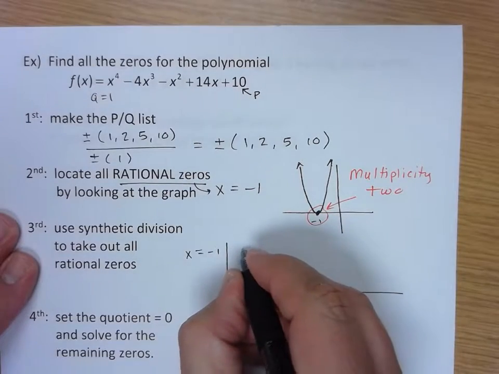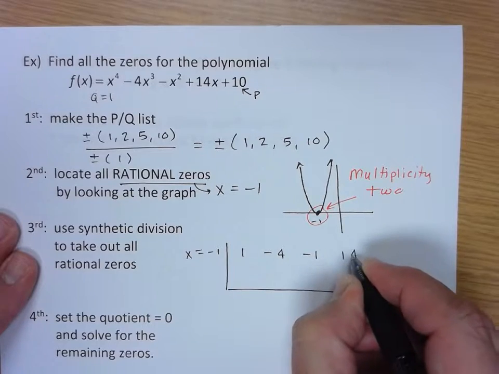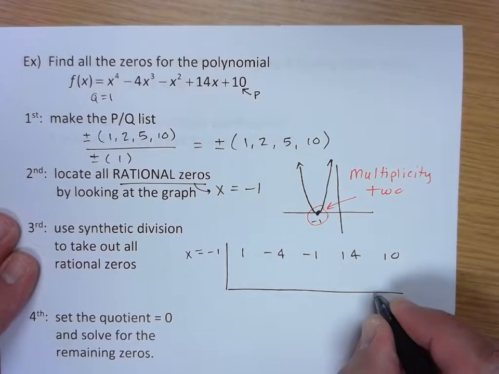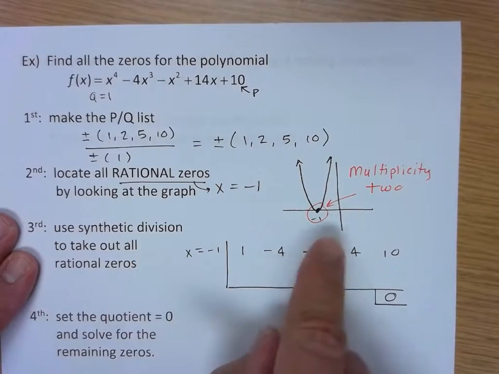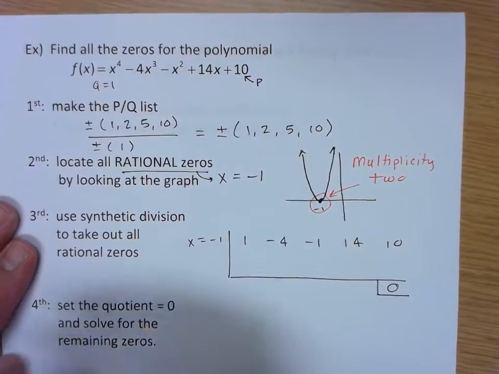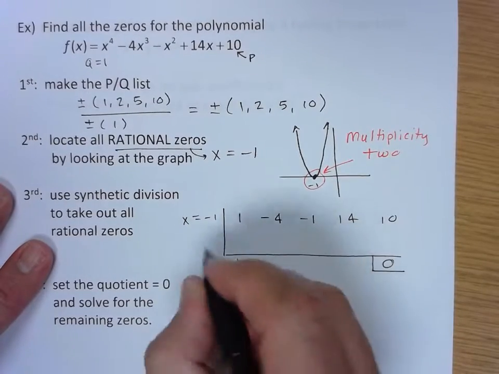So my coefficients are 1, -4, -1, 14, and 10. And I am anticipating a 0 remainder right here because x equals -1 is a 0 of the polynomial. So start the process. Bring down the first coefficient.